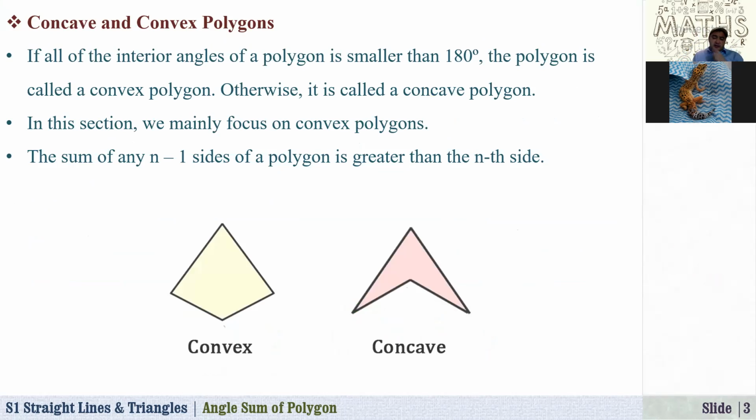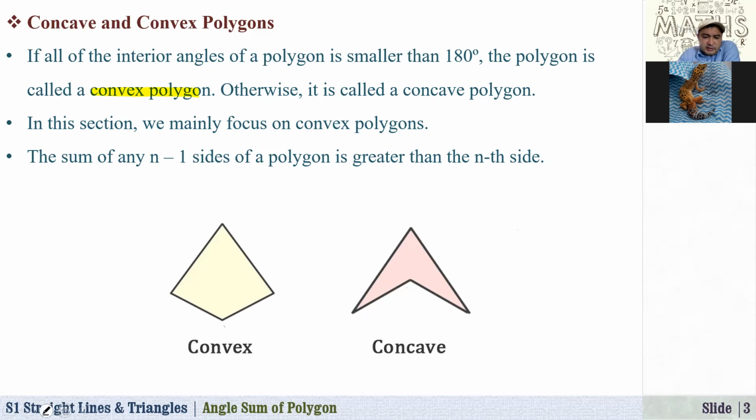All right, now another concept, concave and convex polygons. If all of the interior angles of a polygon are smaller than 180 degrees, the polygon is called a convex polygon. So that means that if every interior angle of a polygon is less than 180 degrees, then we call this a convex polygon. And otherwise, it is called a concave polygon.